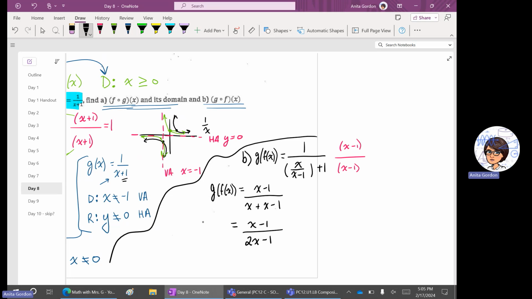So not as cute as our last one, but we can do that. So here is our composition function.